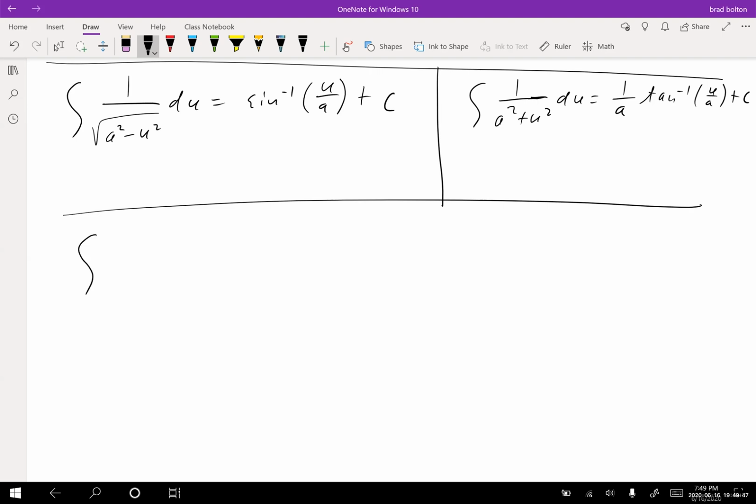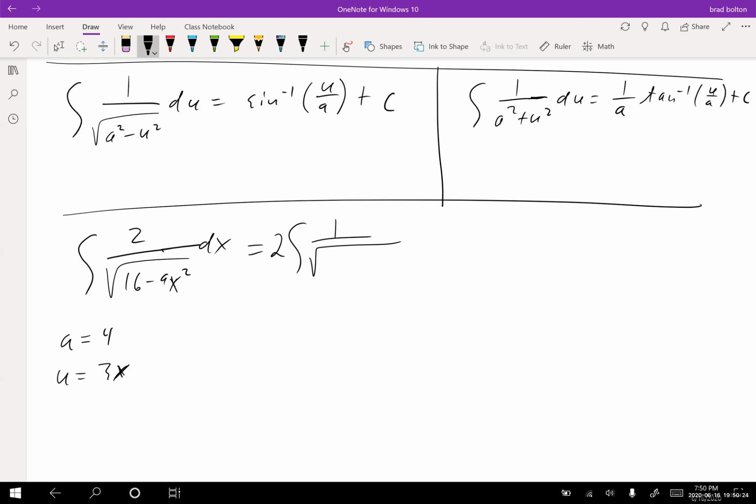So what I could do is ask you to evaluate this integral: 2 over the square root of 16 minus 9x squared dx, right? If you think about this, your job is to identify what a is and what u is. In this case, I know a is worth 4, and I know u is worth 3x, because I have to be able to write a squared minus u squared. So technically I could pull the 2 out. This is 1 over the square root of 4 squared minus (3x) squared dx, right? So I basically rewrote it so it's nice, okay?